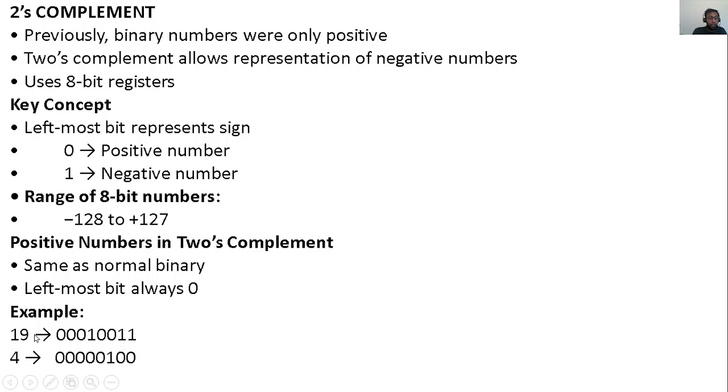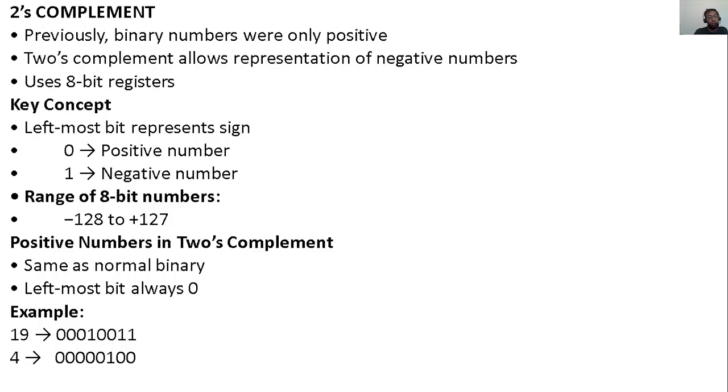For example, this is 19. 19 has the leftmost bit as 0, so this means it is a positive number. 4 has the leftmost bit as 0, so this is also a positive number. The range of these numbers is -128 to +127, which means the lowest negative number is -128.